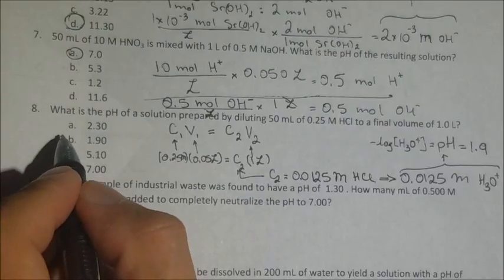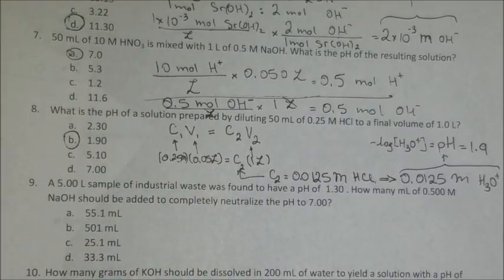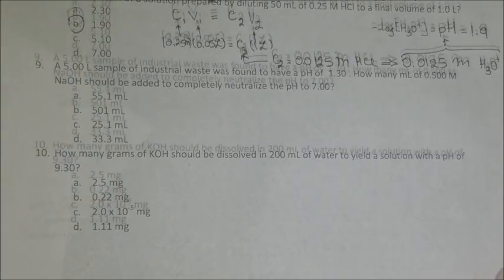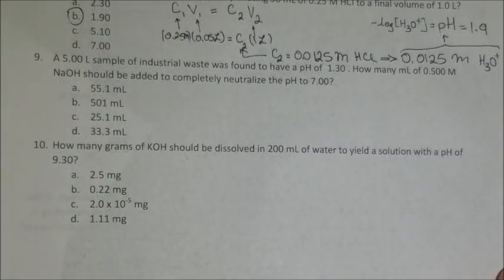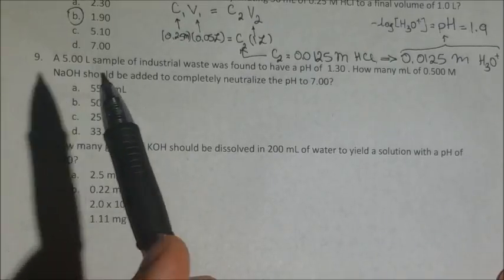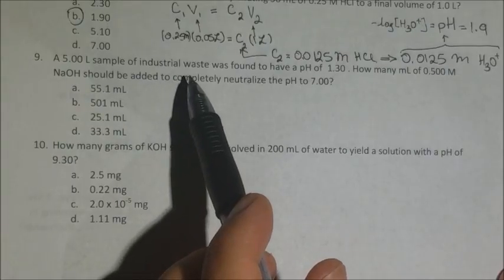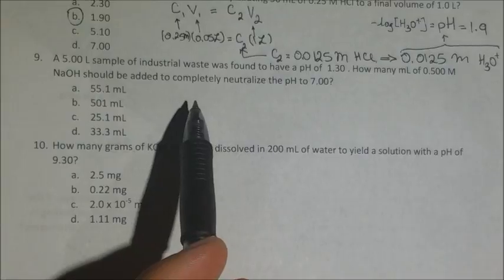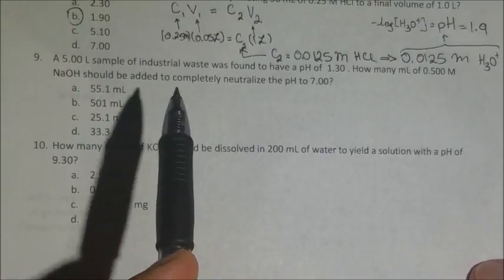All right, so 1.9 here is the correct answer for number 8. Now in number 9, we're trying to perform a neutralization. We've got an acidic industrial waste, and we're trying to neutralize it with a base. In order to figure out how much base we need to add, we have to figure out how many moles of acid, or hydronium, are in our industrial waste. So how do we do that?